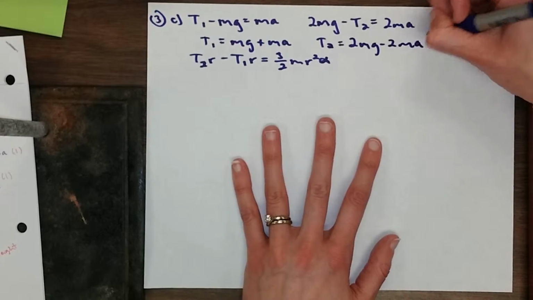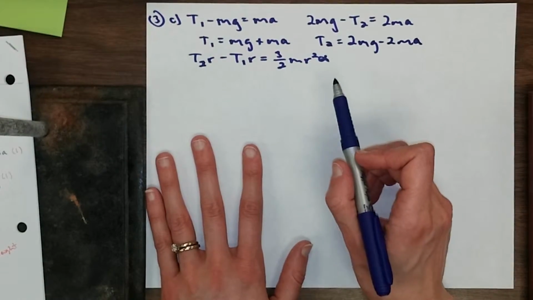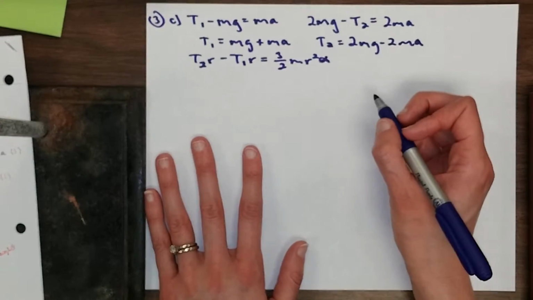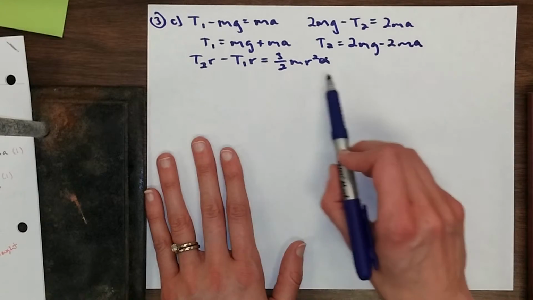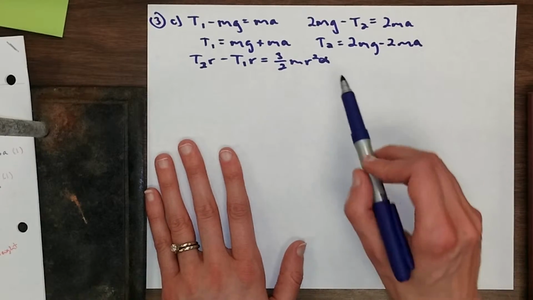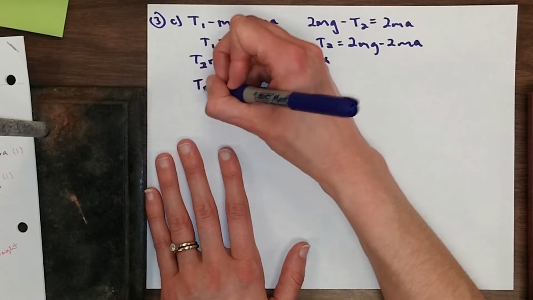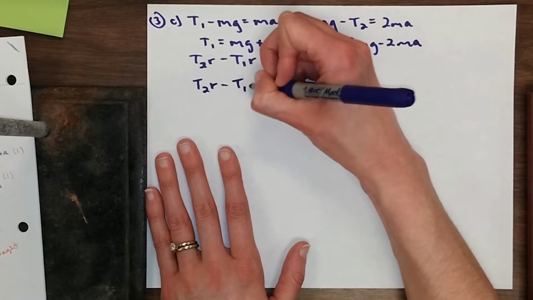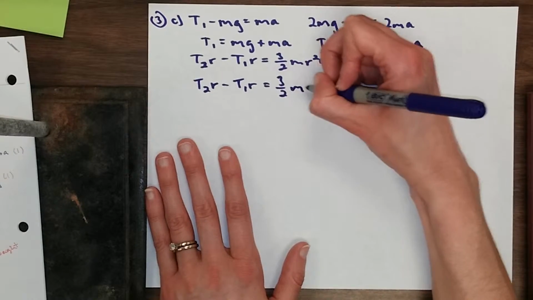So then I'm going to substitute those into this equation. Well, actually first before I do that, sorry, I got ahead of myself. This alpha I don't really want in there. I want to say it in terms of A. So I'm going to replace alpha with A over R.